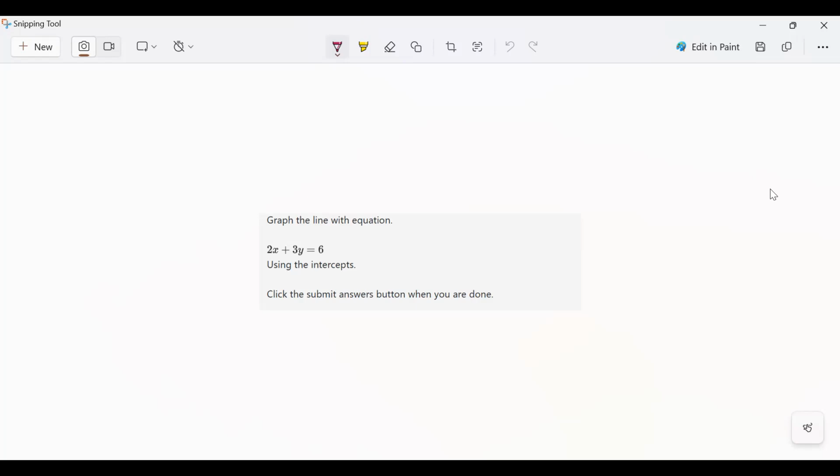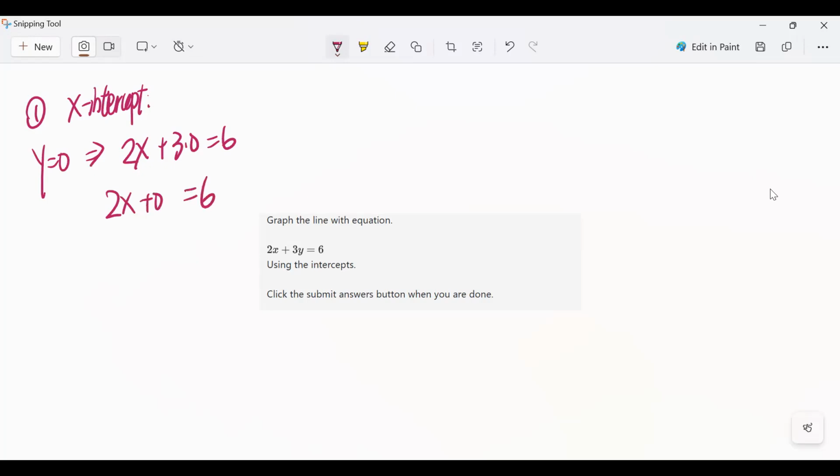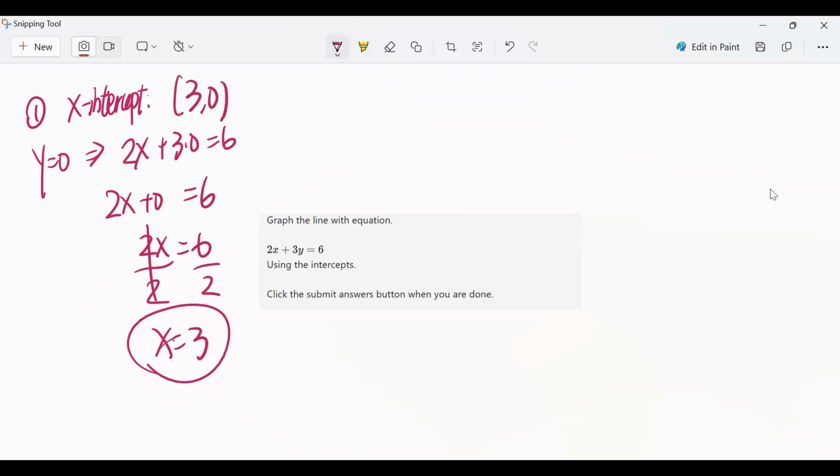Okay, let's go over the solution. First one, let's start with the x-intercept. That means we set y equal to 0 and then solve for x. So we get 2x plus 3 times 0 equals 6. And 3 times 0 is 0, so 2x plus 0 equals 6. We get 2x equals 6. We divide both sides of the equation by 2, x equals 3. So the x-intercept will be (3, 0).